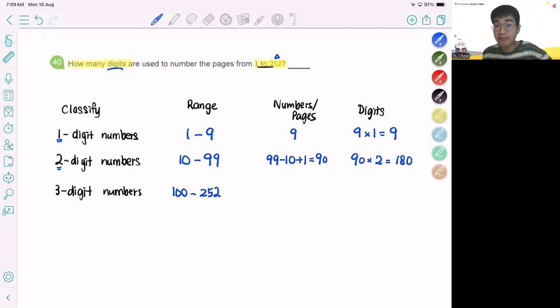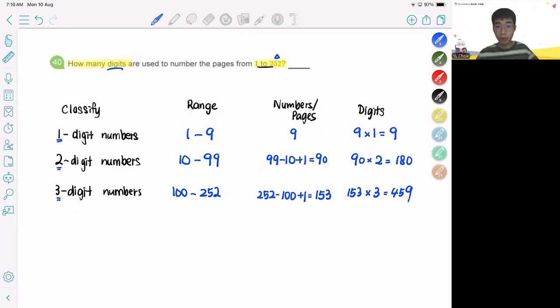We find the number of pages first. It's ending minus start plus 1, and that will give me 153 numbers. Then each number has 3 digits, so we multiply. 153 numbers, each number has 3 digits. So in total, there are 459 digits.